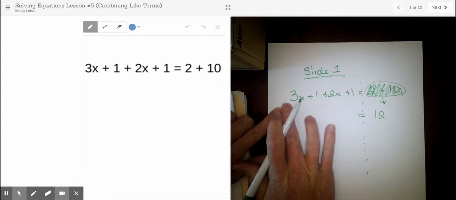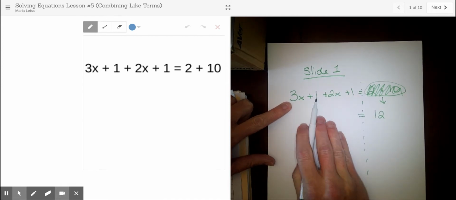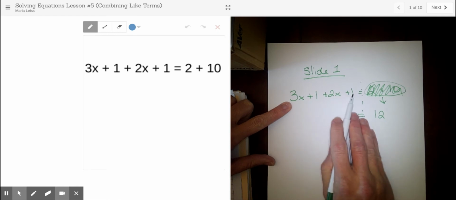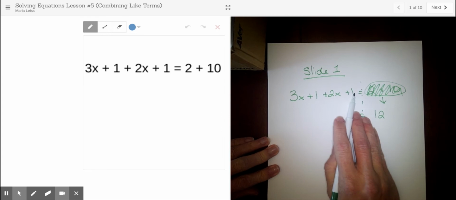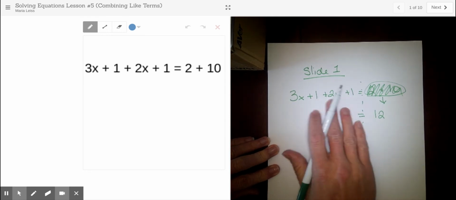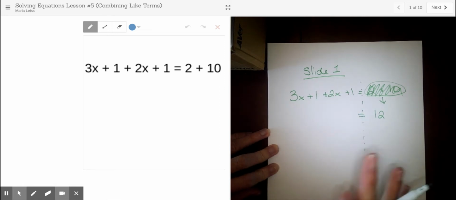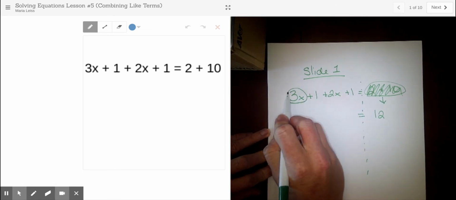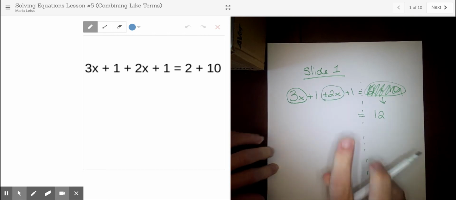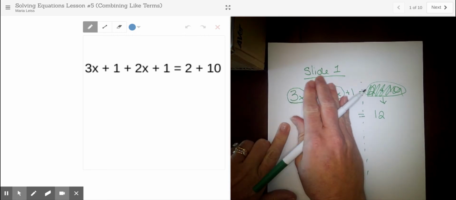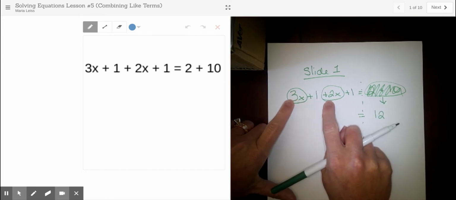Now I come over and organize this side. The left side has 3x plus 1 plus 2x plus 1. This is 4 terms, term 1, term 2, term 3, term 4. There's 4 different things on this side. To make this less intimidating, I'm going to group together the similar terms. This 3x right here is going to get grouped together with this plus 2x. They both have a variable. They're on the same side of the equal sign, same variable. I can put those together.